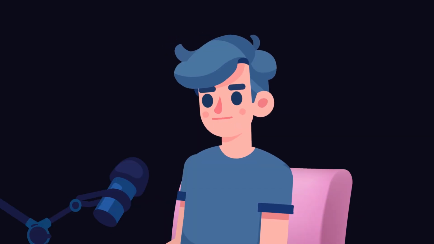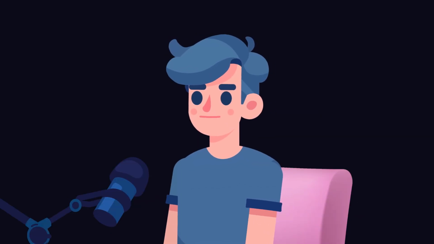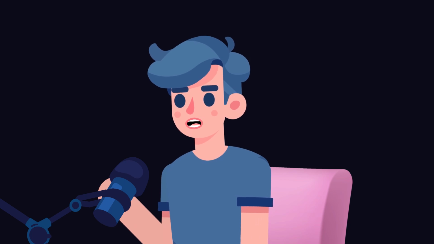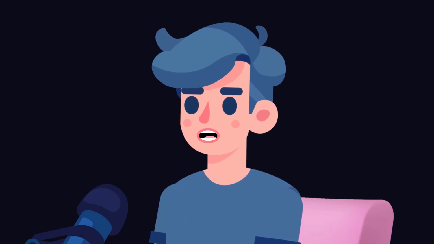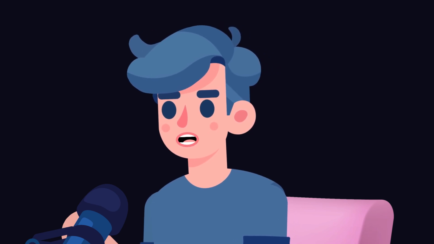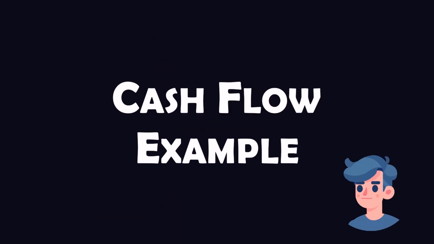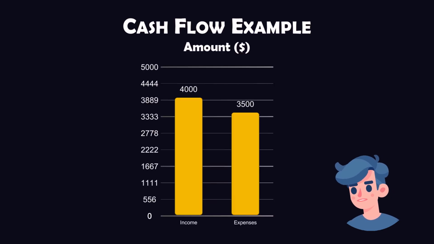Next, let's talk about the concept of cash flow. Cash flow is the amount of money being transferred into and out of your account. A positive cash flow means more money is coming in than going out, while a negative cash flow indicates the opposite. For instance, if you receive $4,000 in monthly income and pay $3,500 in expenses, your net cash flow is $500. This indicates a positive cash flow and a stable financial condition.